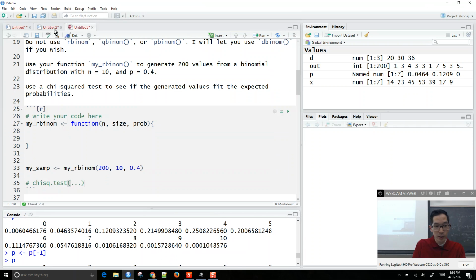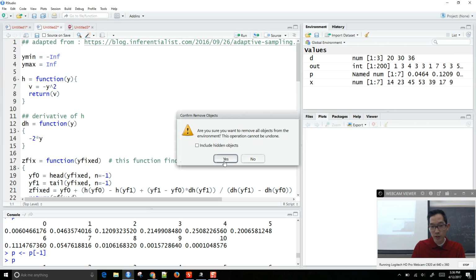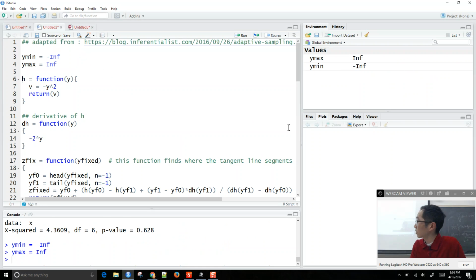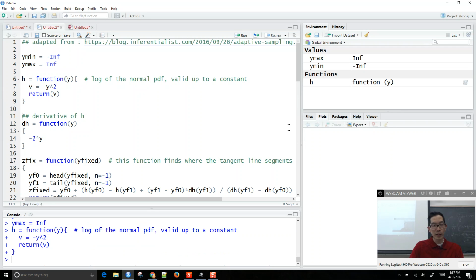Okay, so let me just demonstrate a little bit of how this thing works. I'm going to just set some boundaries here. So H here is going to be the log of the normal PDF, the natural log of the normal PDF, valid up to a constant. So it's not the actual log of the normal distribution, but it's valid up to a constant.